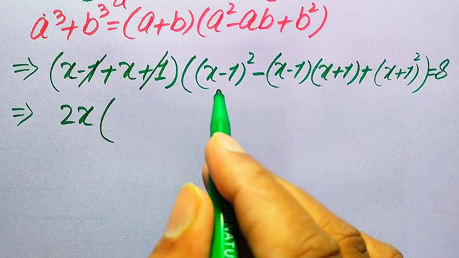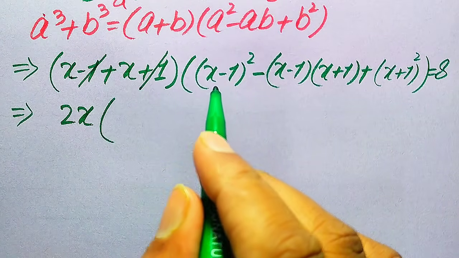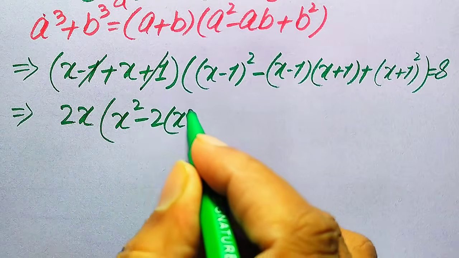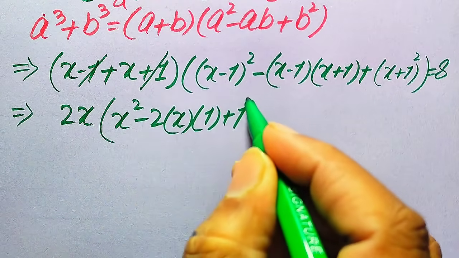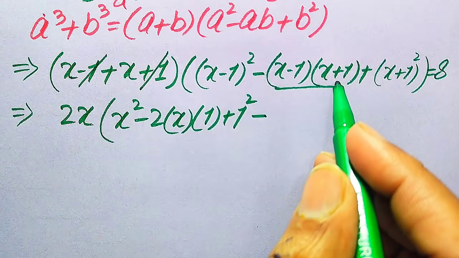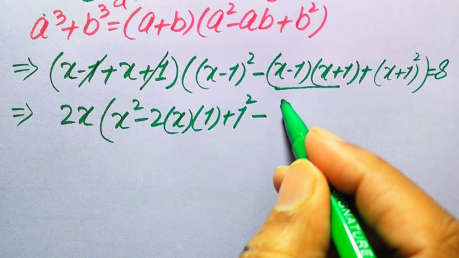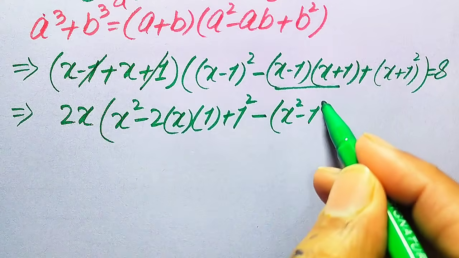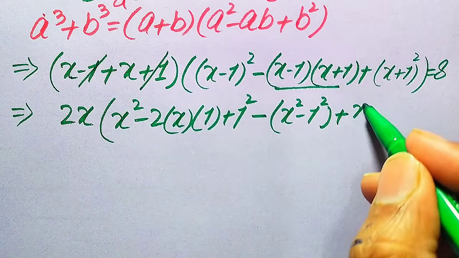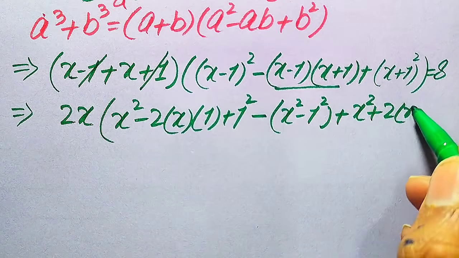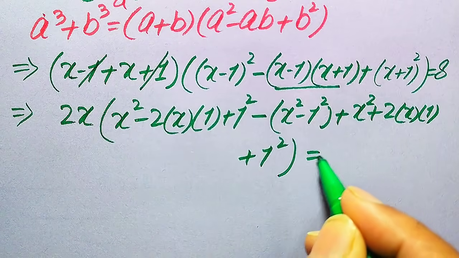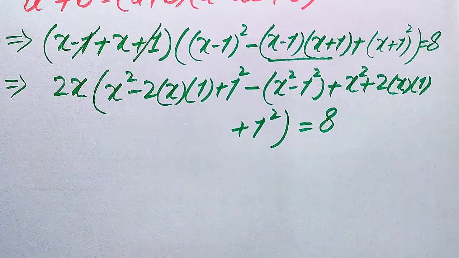And here we use the nice algebraic formula, you know about that. (x - 1)² is equal to x² - 2 times x times 1 + 1², minus, and here we apply another formula, (x - 1)(x + 1) is equal to x² - 1², and plus, here we again use the formula and it becomes x² + 2 times x times 1 + 1², and this whole equation is equal to 8.